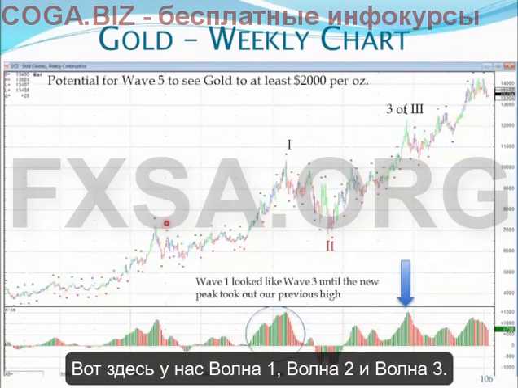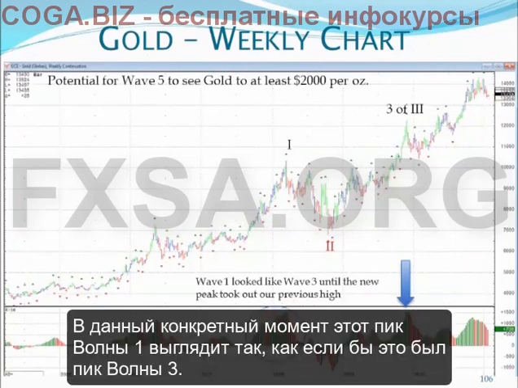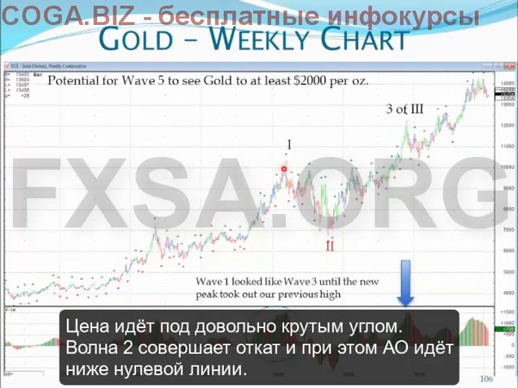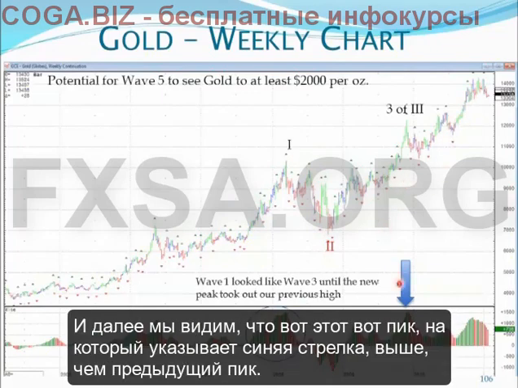Right here we have a 1, a wave 2, and a wave 3. Now, at this particular time, that wave 1 peak looked like it was our wave 3, and it was also pretty steep in price. Wave 2 pulled back, went below the 0 line here, and then we find out that this particular peak, where the blue arrow is pointing to, is taller than the previous peak.